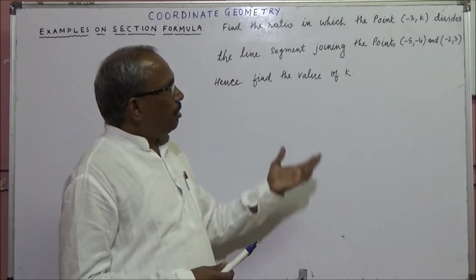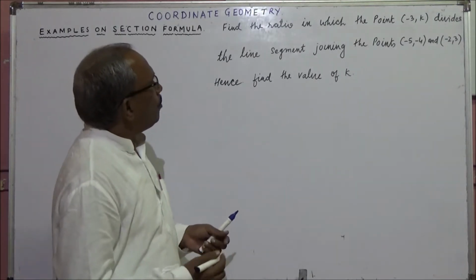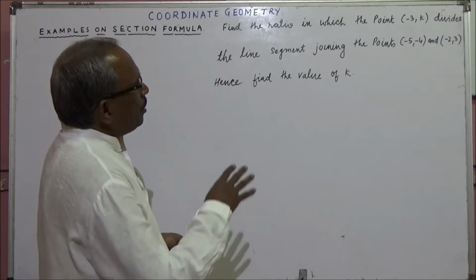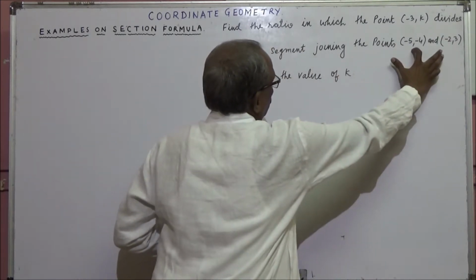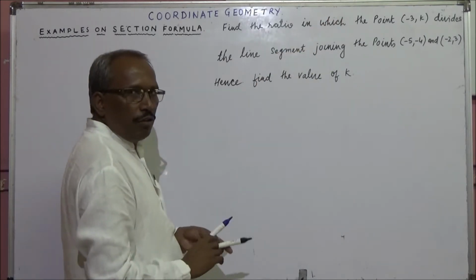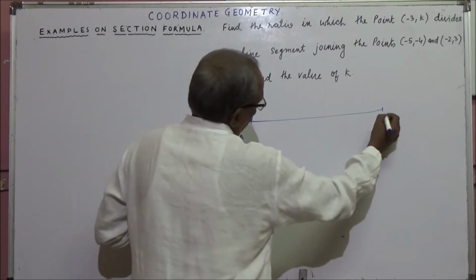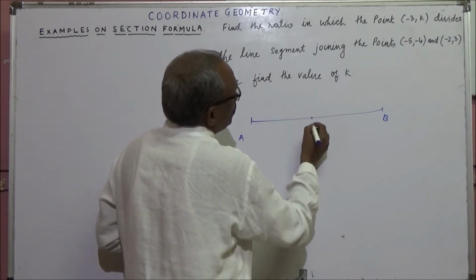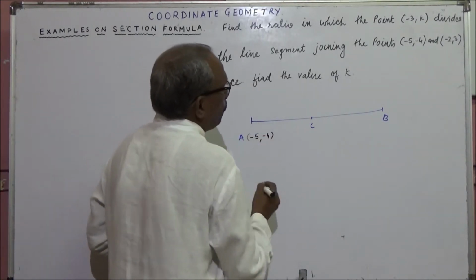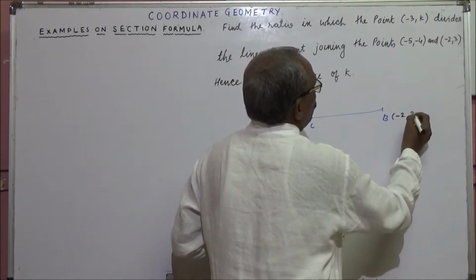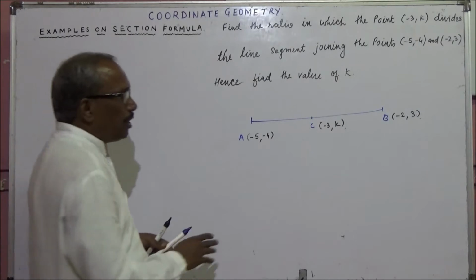Okay, dear students, let us solve one more important question which was asked in the board examination on section formula. So what is given here? Find the ratio in which the point -3 comma k divides the line segment joining these 2 points, and hence we have to find the value of k also. Suppose this is the given line segment, and suppose this C is a point. The coordinates are -5 comma -4, then -2 comma 3, and suppose this is -3 comma k. So we have to calculate the ratio.